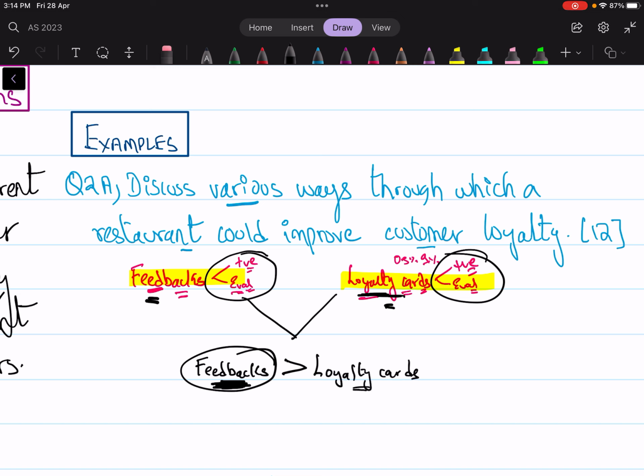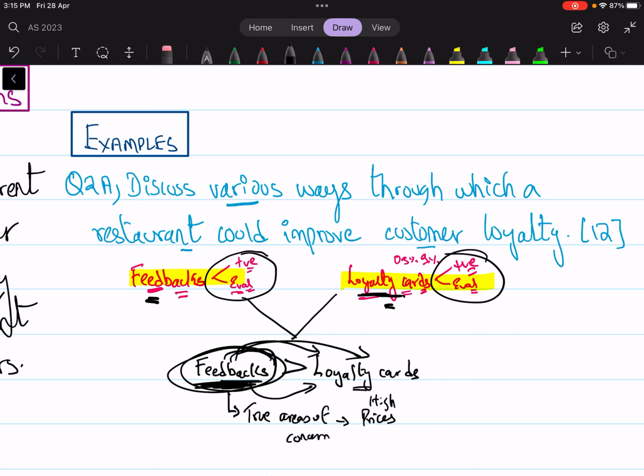And perhaps this is something that you need to do in your conclusion, showing priority of this over this. Because if you think this is the most important thing, how is it better than loyalty cards? For example, I may suggest that feedbacks would help the business determine the true areas of concern. And in most cases, it may not be the high prices that the retail store is charging. It may be that the staff is unskilled and does not provide complete information.